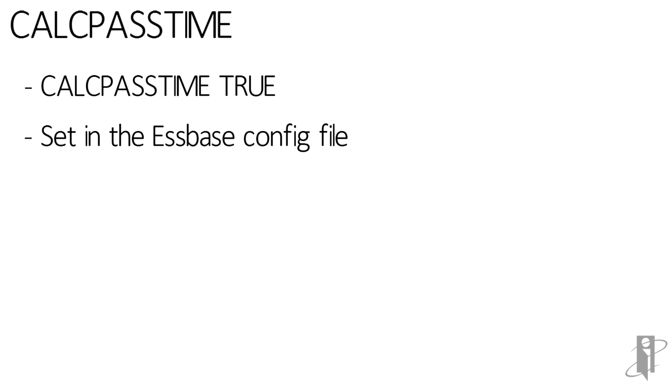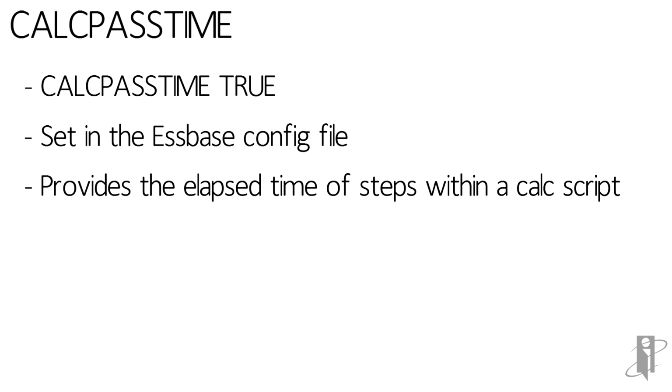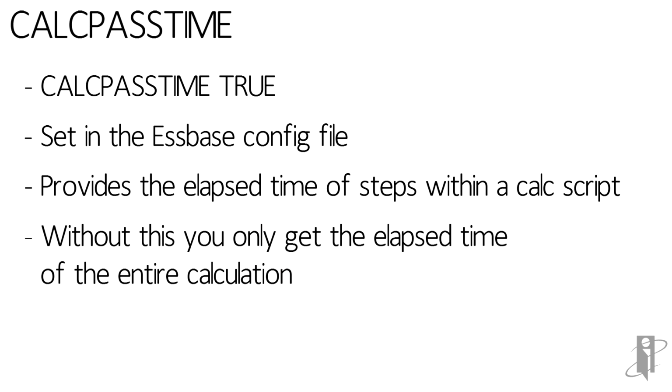We set it in the Essbase config file, and it provides the elapsed time of each step within a calc script. If we didn't have this set, we could only get the total time for the calc script, and we couldn't actually see the length or the duration of each step within the script. So by seeing each step, we're able to figure out where our bottlenecks are and improve the performance of our calculation. So what does this look like?